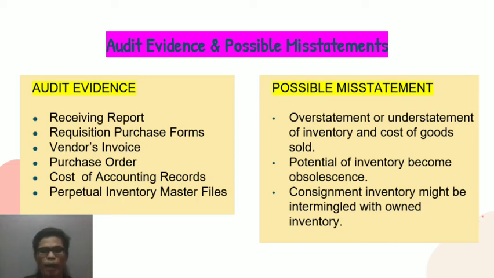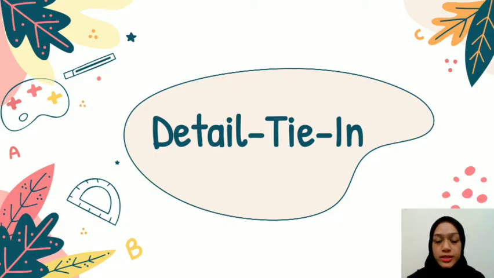There might be possible misstatements that will occur in the audit work. For example, overstatement or understatement of inventory and cost of goods sold. The second is the potential of inventory becoming obsolescent. And the last one is consignment inventory might be intermingled with own inventory. The last assertion is detail tie-in.